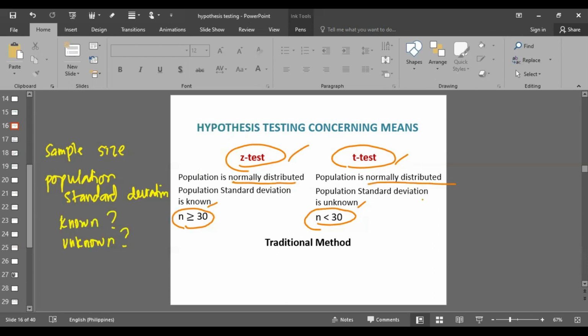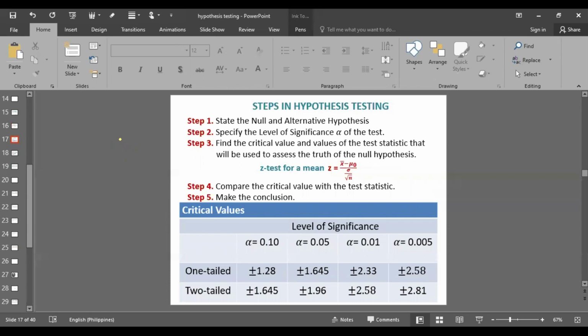Okay? There are 4 approaches or methods in hypothesis testing concerning means, but we will just use one, which is the traditional method. For this lesson video, we will focus only on the z-test. So let's proceed. Here are the steps in hypothesis testing. There are 5 steps. Step 1, you have to state the null and alternative hypothesis. Step 2, specify the level of significance or alpha of the test.